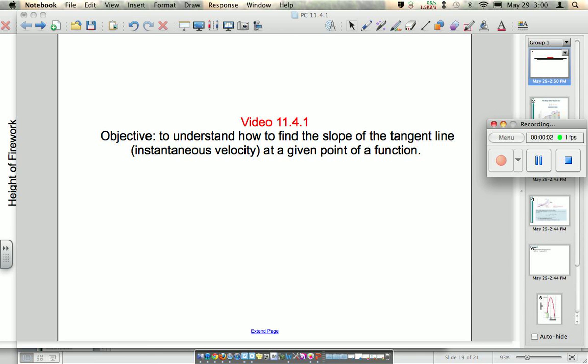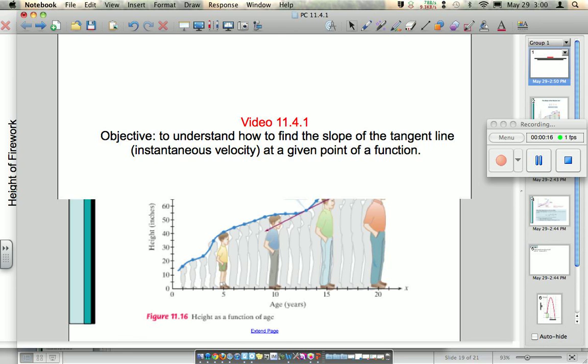This is video 11.4.1, and the goal here is to know how to find the slope of the tangent line, or the instantaneous velocity. Those are equal statements at a given point of a function. So we want to know how fast is something moving at a certain point. What's the slope at that particular moment?